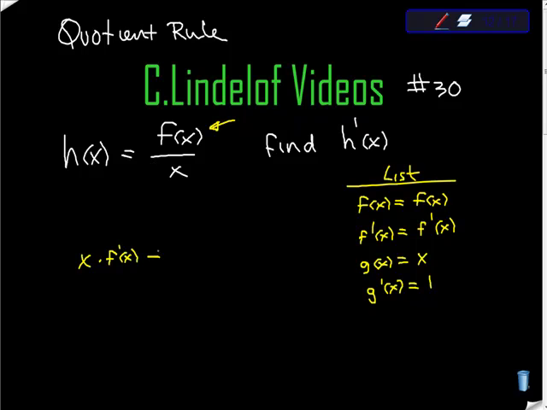Quotient rule says that we subtract, and then we take the top function, which is f of x, times the derivative of the bottom function, and the derivative of x is just 1, so it doesn't change anything, but I thought I'd show it to you, times the bottom function, over the bottom function squared, which is just this. And this is our h prime at x.